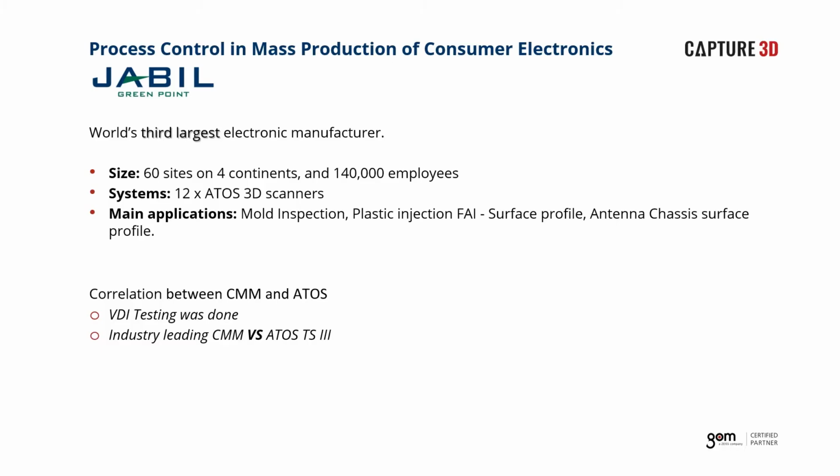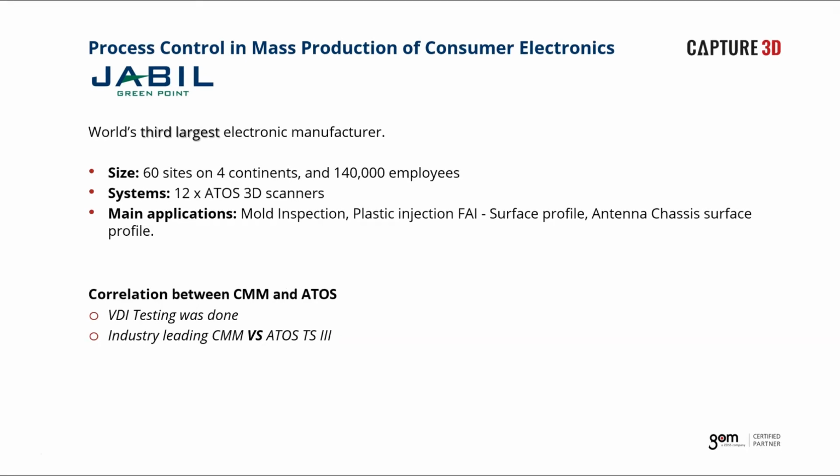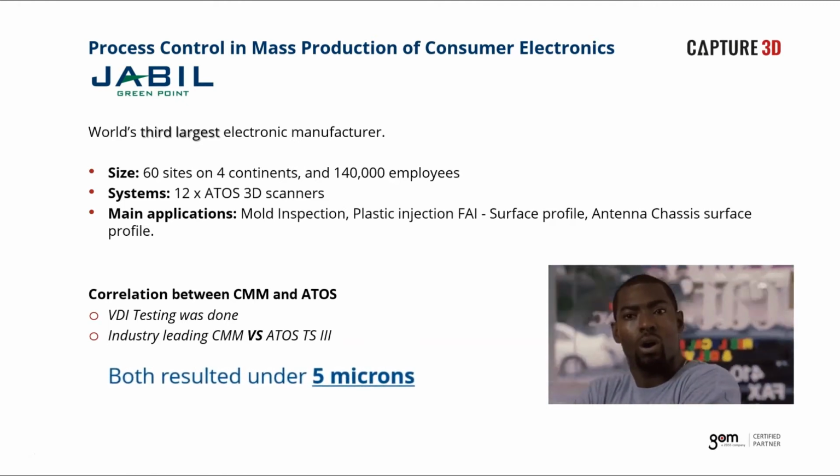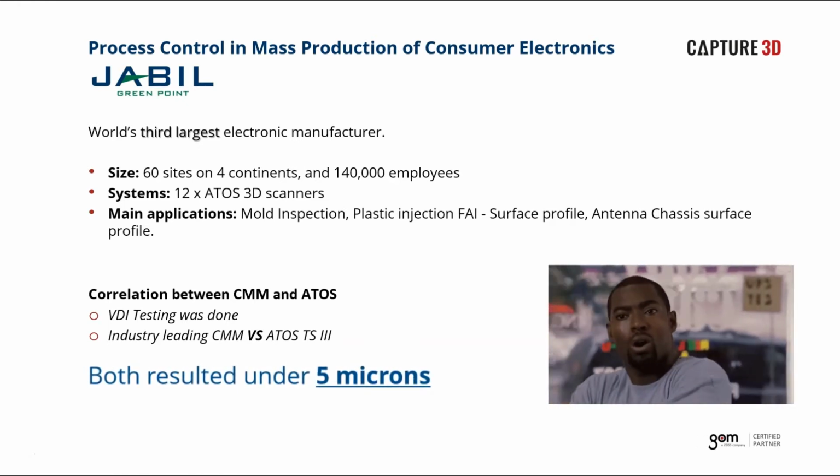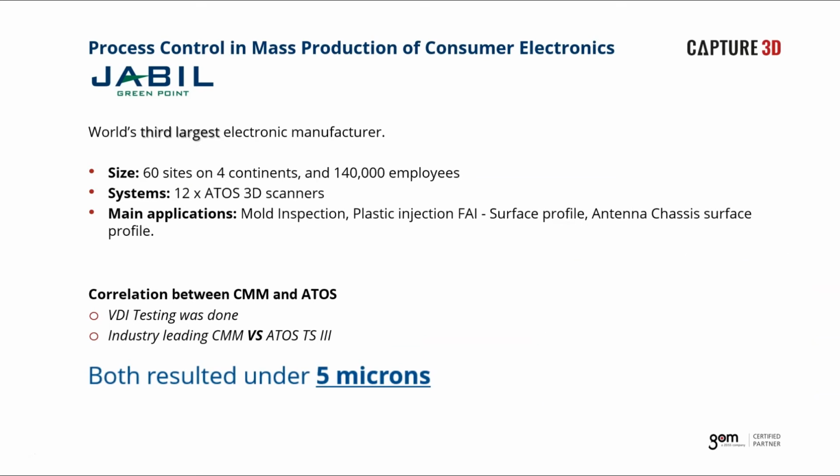Jabil is a leader in manufacturing a large variety of electronics. With 60 sites worldwide and over 140,000 employees at the time of this presentation, they had 12 ATOS 3D scanners. Jabil conducted a correlation study between one of the leading CMM brands and an ATOS 3 triple scan with 170 measurement volume. Using a VDI acceptance test, both technologies were able to achieve below 5 microns. All measuring volumes in all ATOS systems come with a VDI acceptance test.